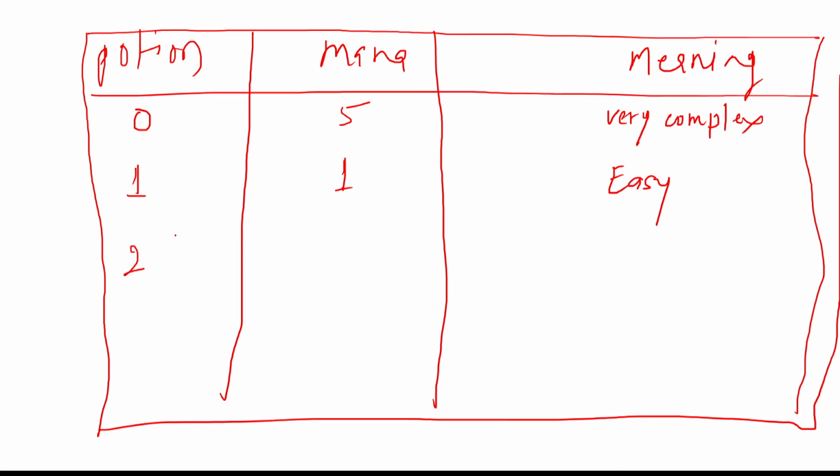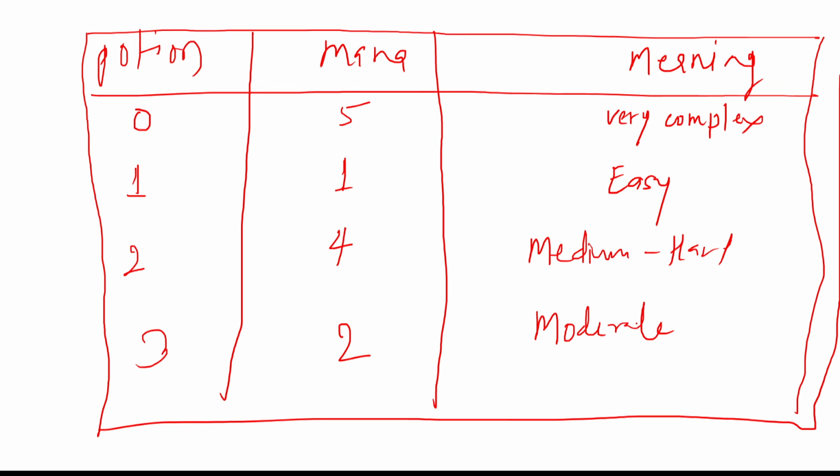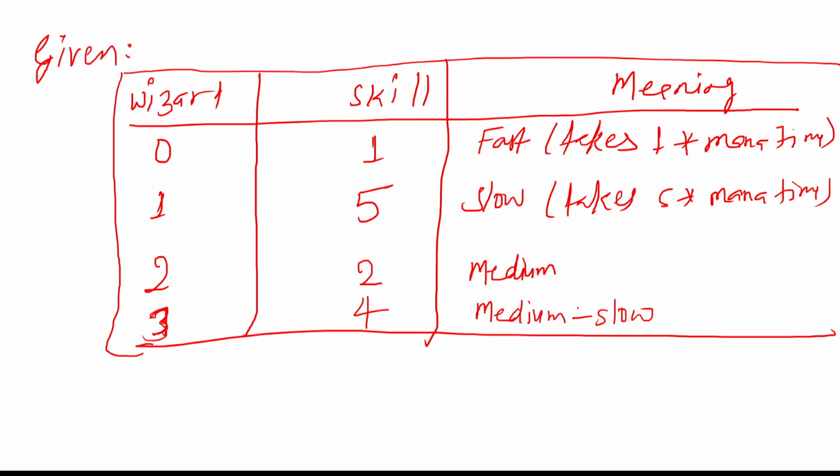Let's talk about when we have portion 2, the mana is nothing but 4. In this case we'll say, okay, this is medium and hard because it takes time. When we talk about 3, let's take mana as 2. It means it's moderately complex, right?